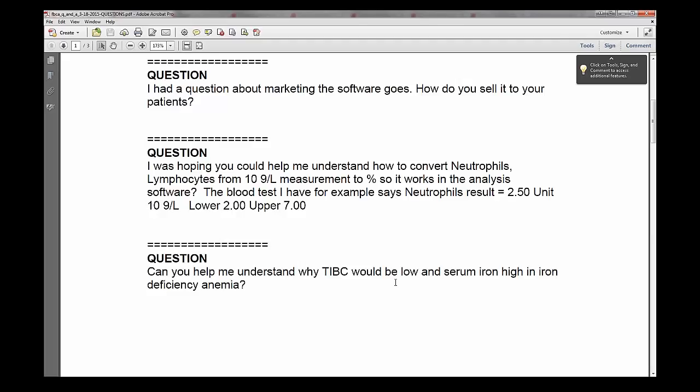So for the sake of demonstration, let's say that the total white blood cell count is 4.5. And we know that the absolute count for neutrophils is 2.5. So what percent of the total white blood cell count is made up of neutrophils? Well, we do 2.5 divided by 4.5 and multiply that by 100, and the answer is 55.56%. So basically you take the neutrophil absolute count, divide it by the total white blood cell count, multiply that answer by 100, and that gives you your percentage.